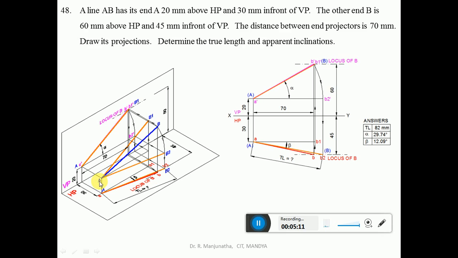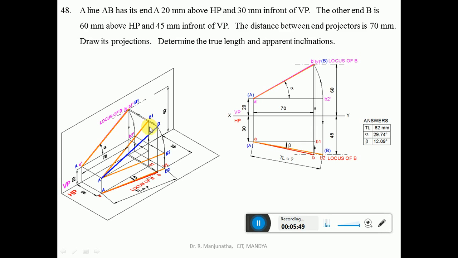So with A as center, take the radius of AB, which is the capital AB in space, and rotate it such that B will be in front of VP by 30 mm. But actually this point B is in front of VP by 45 mm, so you rotate it such that B will also be in front of VP by 30 mm. Since we have changed the position of point B, which was at 45 mm, to be in front of VP by 30 mm, that point will become B1.